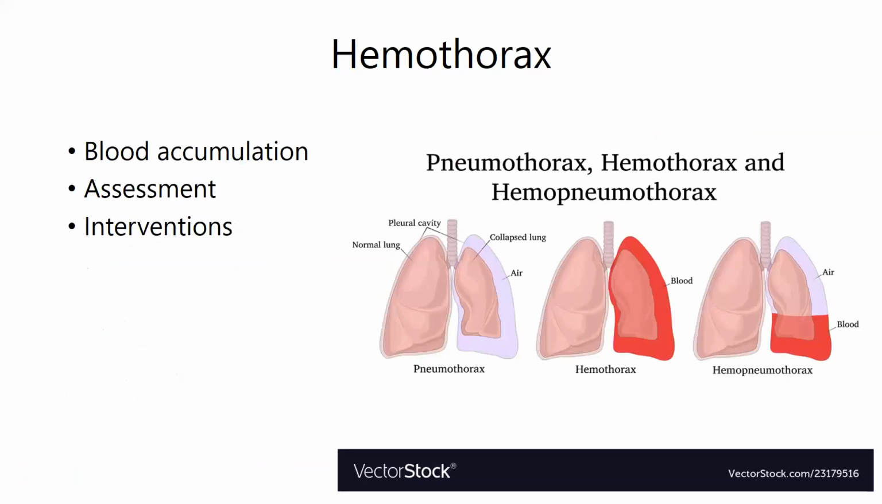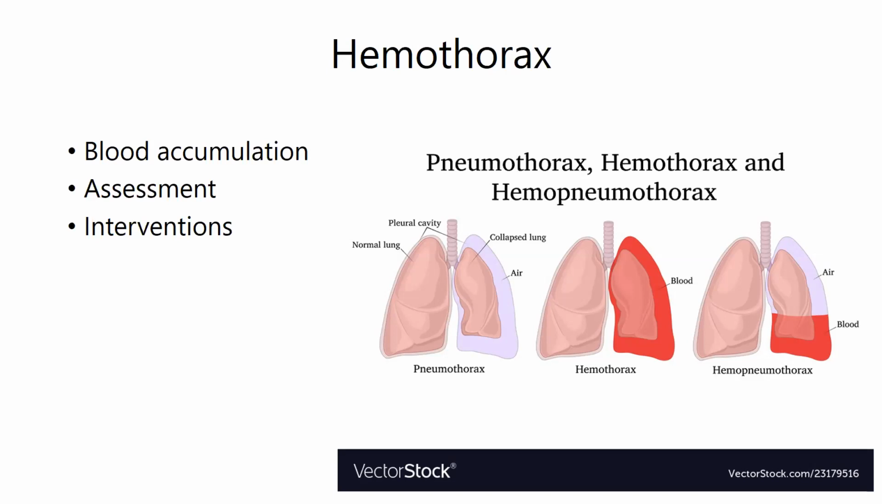Hemothorax. I told you we were going to talk about all of these. Hemothorax: hemo, blood; thorax, chest. Accumulation of blood in the chest wall. A pneumothorax is the left lung picture where there's air in the chest cavity. A hemothorax is blood, and then you have a hemopneumo where you have both. Where blood is instead of air, it's in your hemothorax.